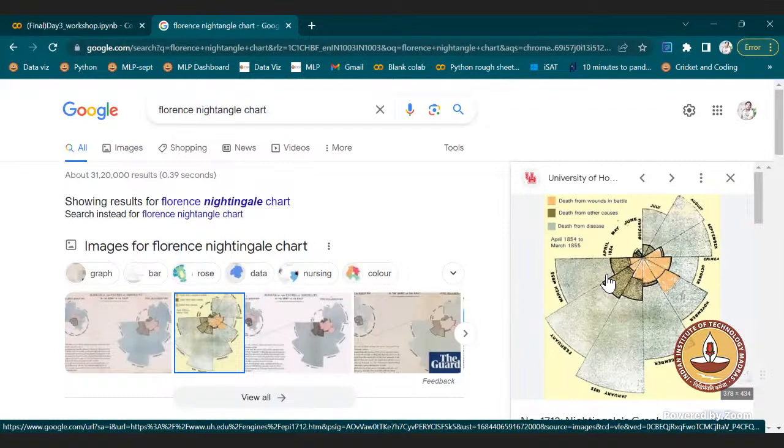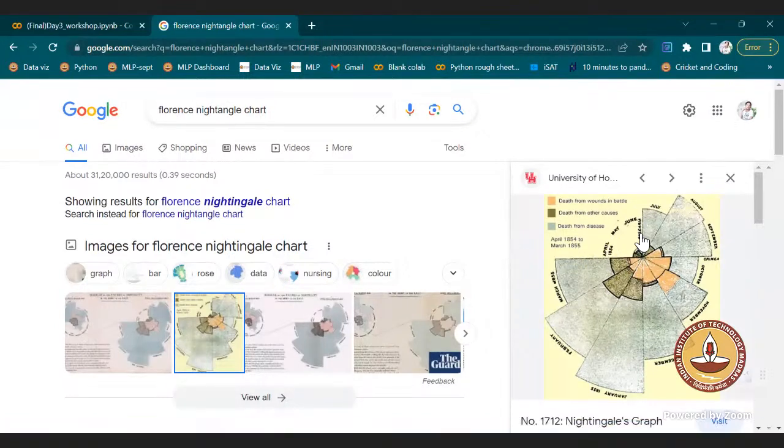So for that, she tried to create this chart, and based on this chart she tried to persuade people, to convince them that this is the real thing. After that, safety measures were taken: keeping different patients in different chambers, wearing hand gloves and all. So these things were there.